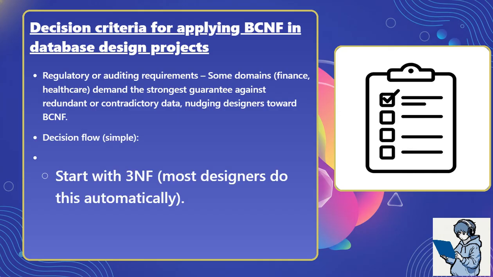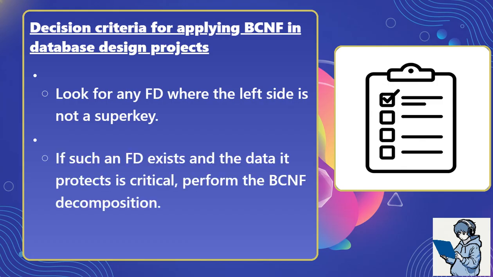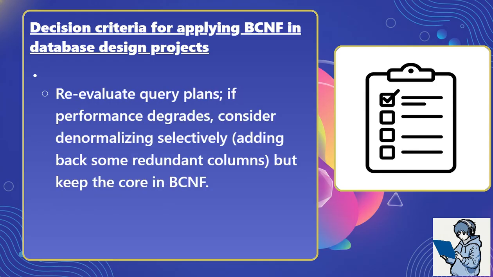Decision flow, simple. Start with 3NF, most designers do this automatically. Look for any functional dependency where the left side is not a superkey. If such a functional dependency exists and the data it protects is critical, perform the BCNF decomposition. Re-evaluate query plans. If performance degrades, consider denormalizing selectively, adding back some redundant columns, but keep the core in BCNF.